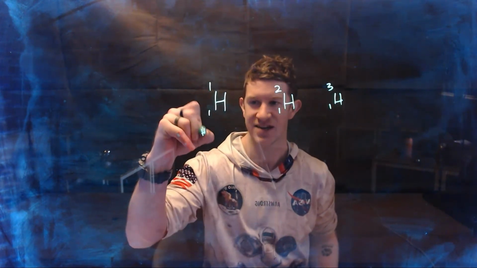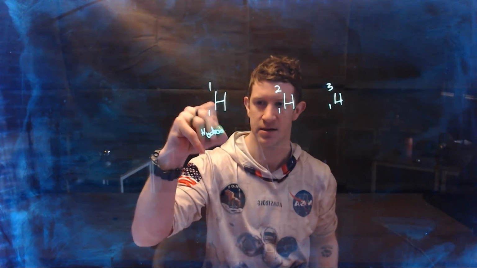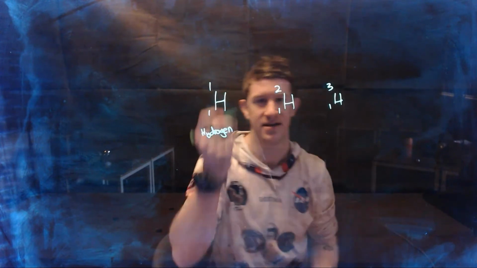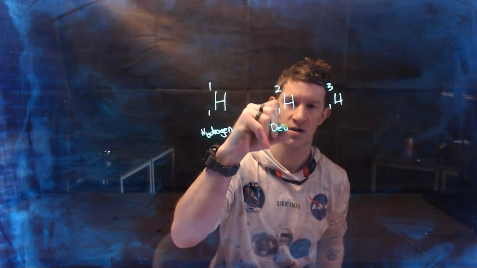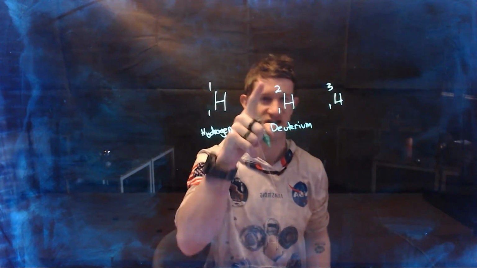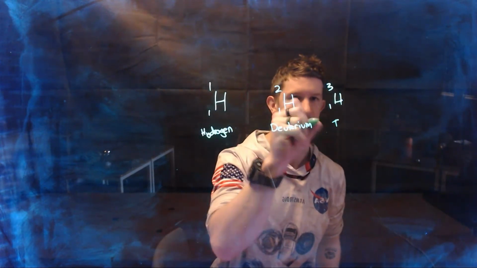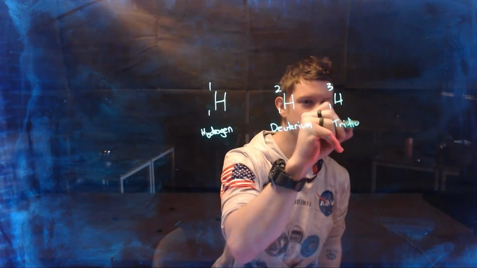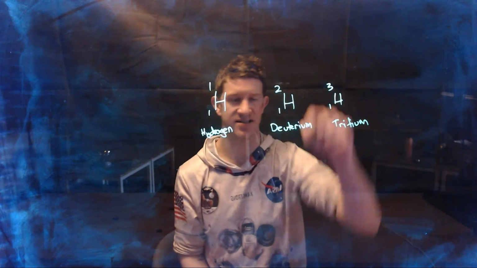And so we actually name these. You may have heard of these. We've got hydrogen, which is our plain old basic element. We've got deuterium, which is our H-2 isotope. And then, funnily enough, tri is the word for 3, so we have tritium, which is the isotope for this.